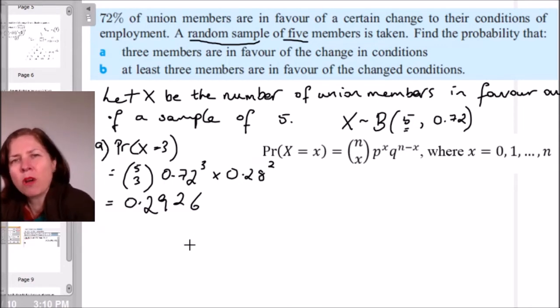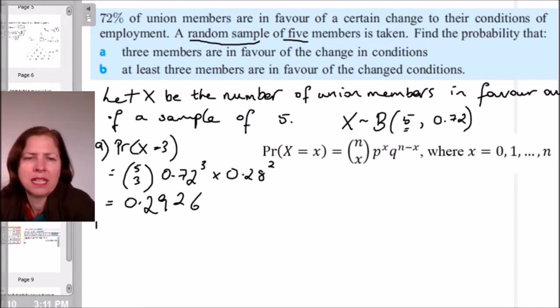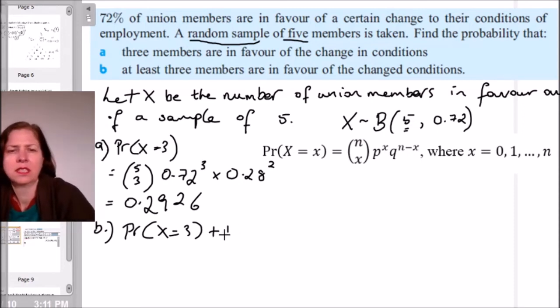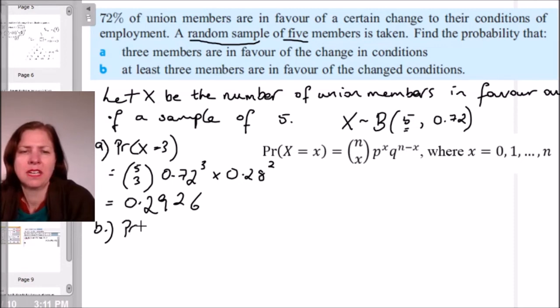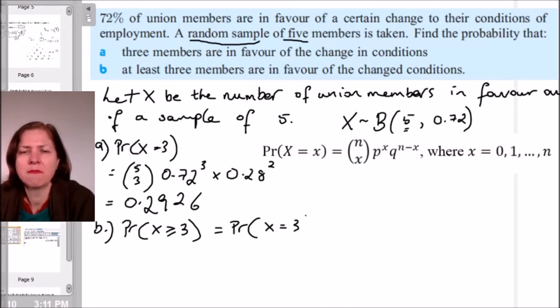Okay, B's a little bit more complicated. I need at least 3 members in favour of the changed conditions. So that basically means I'm going to want the probability that x equals 3 plus the probability, well actually, let's jot that down. Probability that x is greater than or equal to 3. That's what I need. That's my proper notation for that. And it does mean probability x equals 3 plus probability x equals 4 plus the probability that x equals 5.